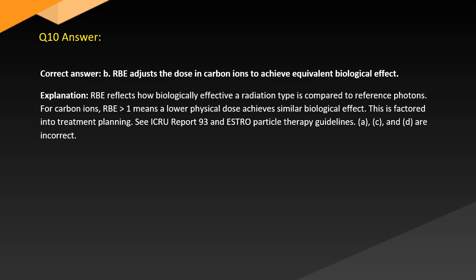Answer. Correct answer: B. RBE adjusts the dosing of carbon ions to achieve equivalent biological effect. Explanation. RBE reflects how biologically effective a radiation type is compared to reference photons. For carbon ions, RBE greater than 1 means a lower physical dose achieves a similar biological effect. This is factored into treatment planning. See ICRU Report 93 and ESTRO particle therapy guidelines. A, C, and D are incorrect.